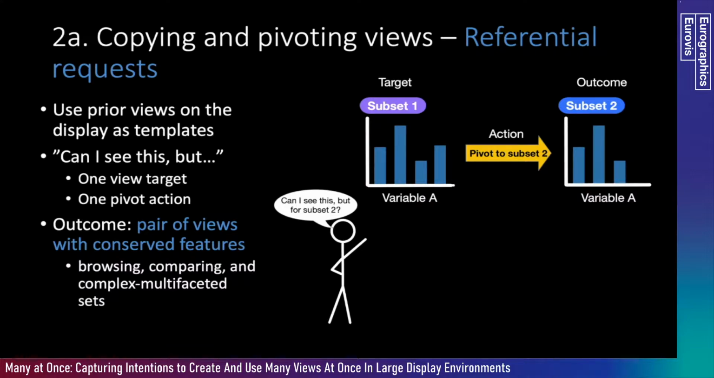One way that participants would accomplish this is by asking, can I see this? And then they'd point or indicate an on-screen target, and then they'd express some pivot operation to perform on that target. In this case, shown here, there's one view target and one pivot action, and the result is a pair of views with a common data attribute that facilitates a comparison task.